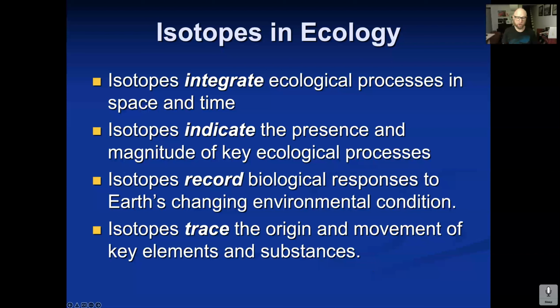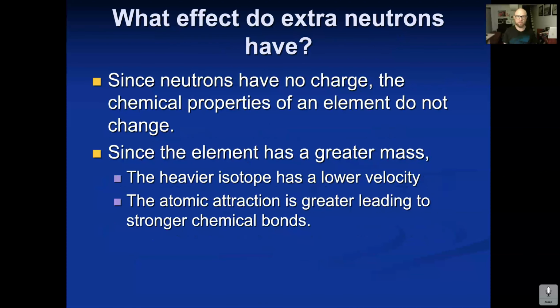Isotopes can also trace the origin and movement of key elements and substances. One of the common ways you'll see this is that people will do tracer studies. They'll actually introduce an isotope into a system and look at where it goes within that system. I think some of this will become more clear as we go through some examples and talk about how we use carbon isotopes to measure water use efficiency.